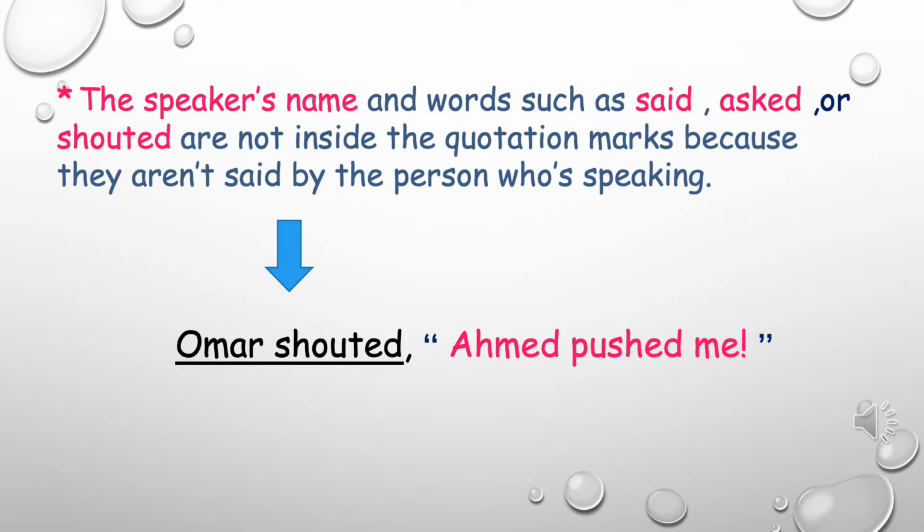Let us go back to our example. Omar shouted, "Ahmed pushed me." Omar shouted. Who is our character here? It's Omar. What did he say? He said, "Ahmed pushed me." He didn't say Omar. He didn't say shouted. So that should not be in the quotation marks because Omar is the name of our character. The words that he said were, "Ahmed pushed me." So that are in the quotation marks.